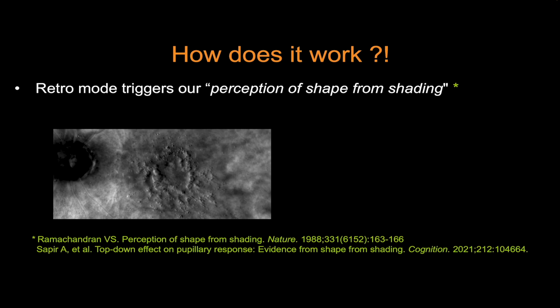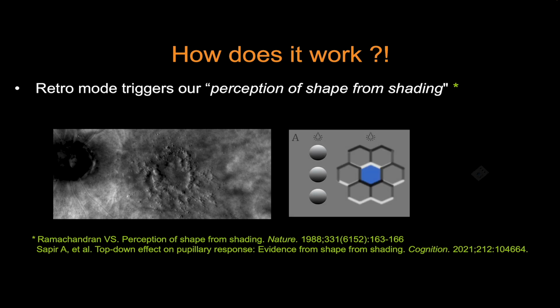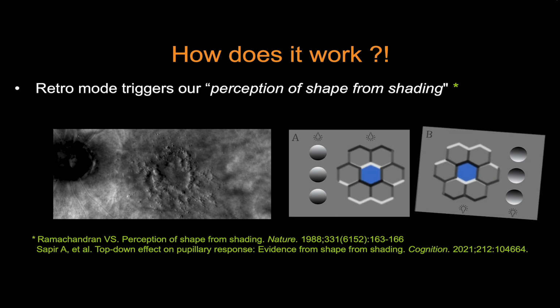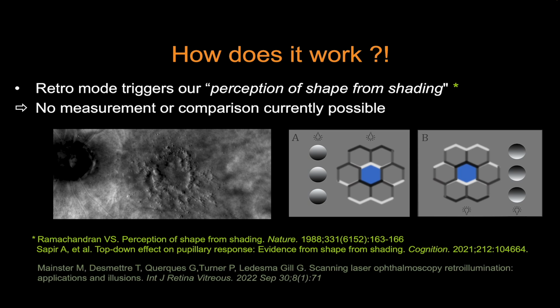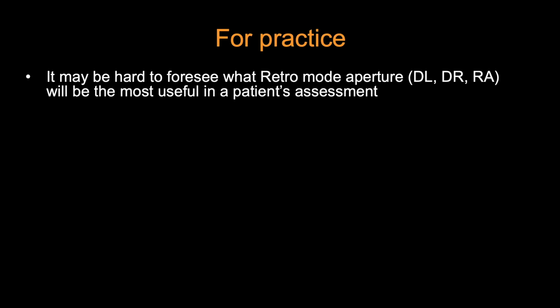So to conclude, how does it work? I'm not sure we know exactly how it works, but it seems like retro mode triggers our perception of shape from shading, as on these two inverted drawings for practice. First, it may be hard to foresee which retro mode aperture, DL, DR, or ring aperture, will be the most useful in a patient's assessment. So most of the time you will have to try them all.